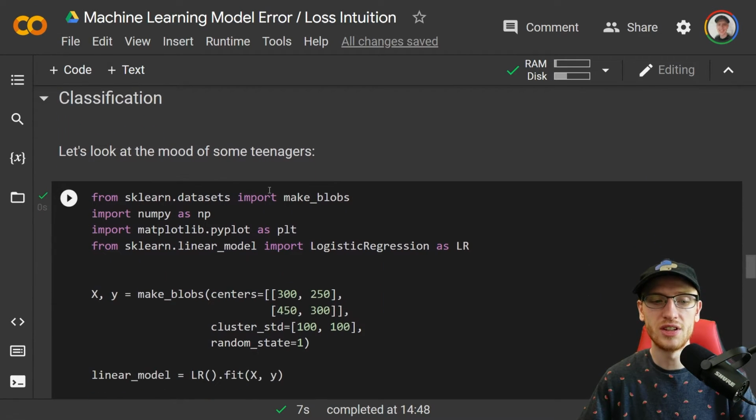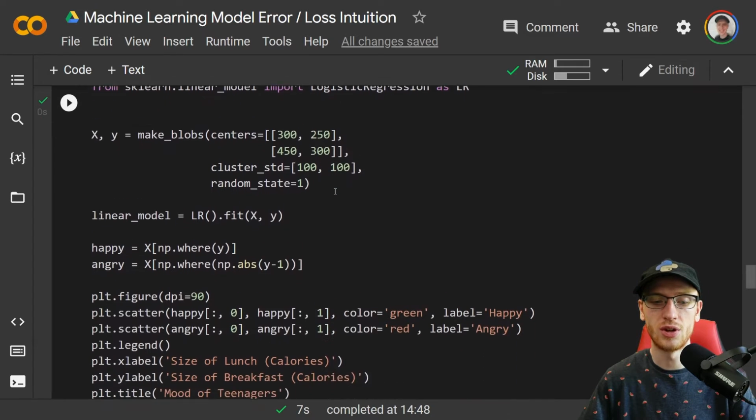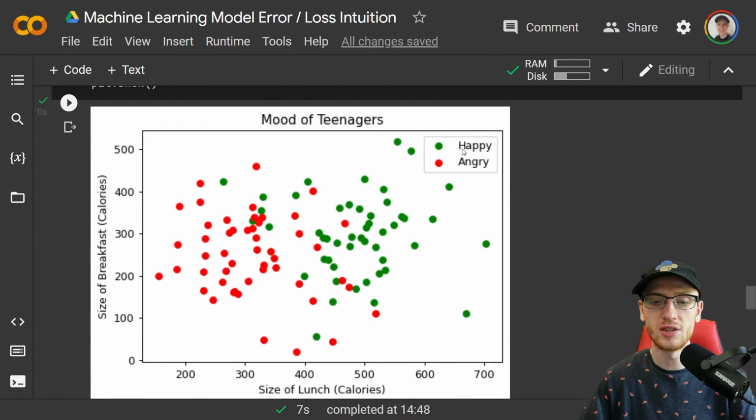So in this case, let's look at the mood of some teenagers. I made a graph where green represents happy teenagers and red represents angry teenagers. On the x-axis, I have their size of lunch, which is in calories, and on the y-axis, I have their size of breakfast in calories as well. So this point represents an individual that is happy and had a lunch that was 700 calories and a breakfast about 250 calories. We could make a classification model where we try and predict whether they are happy or angry based off of their size of lunch and their size of breakfast.